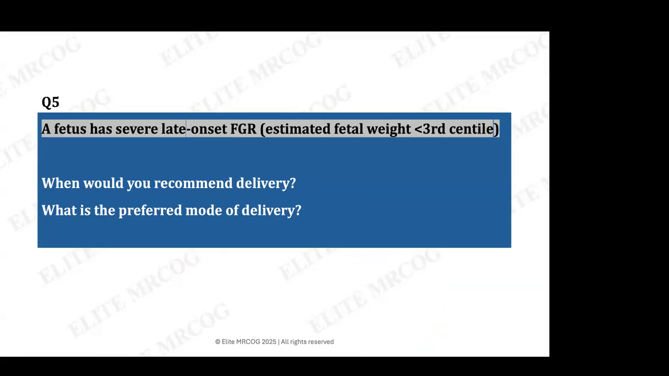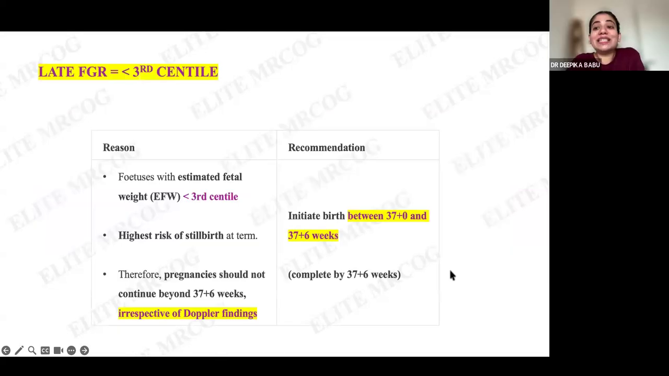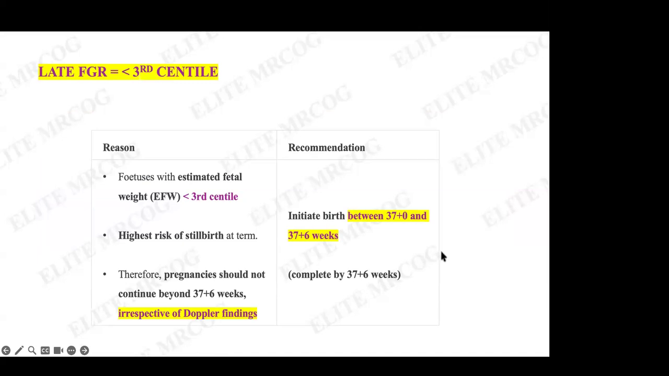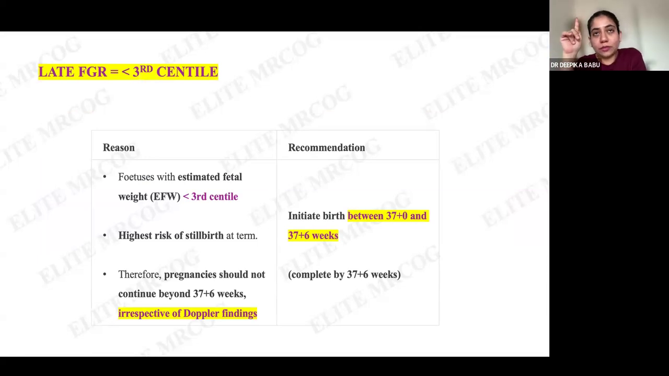37 to 37 plus 6. Okay, any other answer? So between 37 to 37 plus 6, whoever has told the first answer is exactly right. So the moment she's term, we are going to deliver her. The last gestational age which we have reserved, that is 39 to 39 plus 6 weeks, is only for your SGA without any Doppler changes. But if she is late FGR, less than 3rd centile, anytime between 37 to 37 plus 6, birth has to happen by 37 plus 6 weeks.